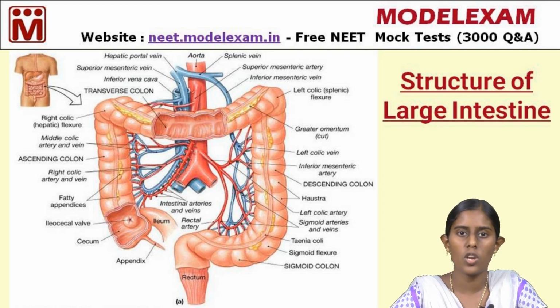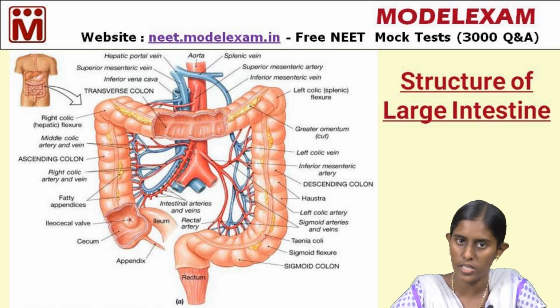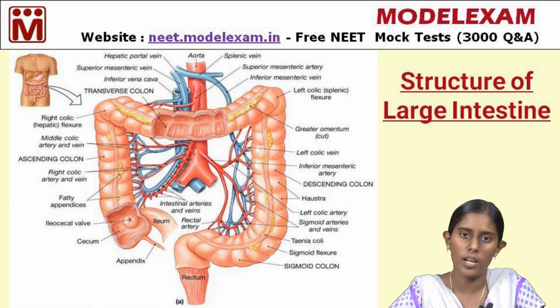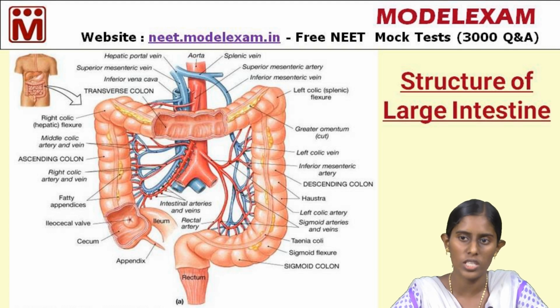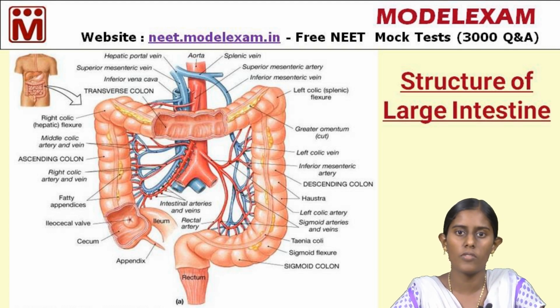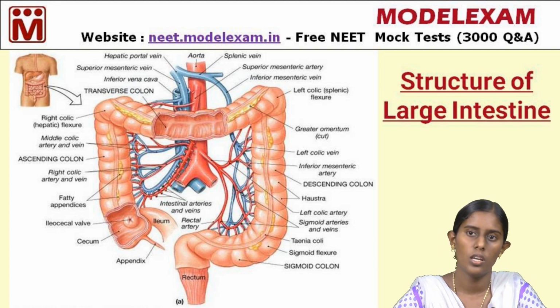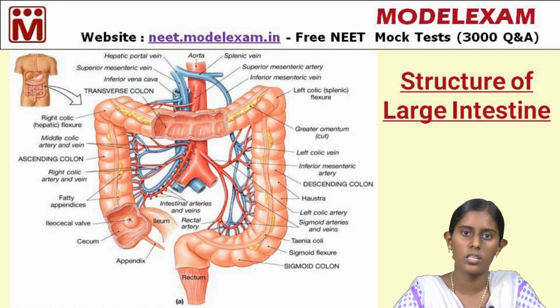The waste roughage alone enters from the small intestine into the large intestine. Here there is a valve, the ileocecal valve. The ileum is the final part of the small intestine, and the cecum is the first part of the large intestine. A valve is present in between this ileum and cecum, so it is called the ileocecal valve. Through this valve, the roughage and all the digested waste materials enter into the large intestine.